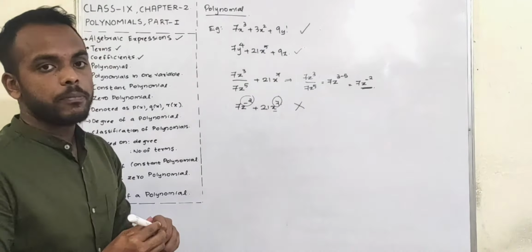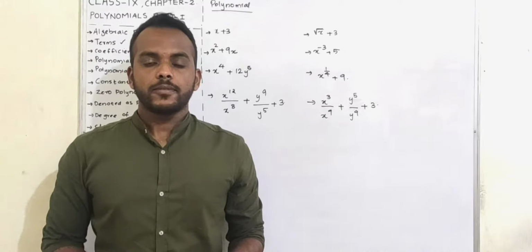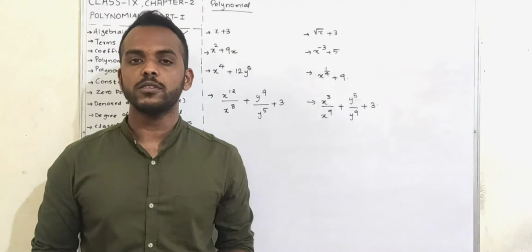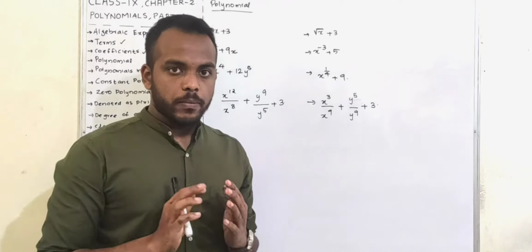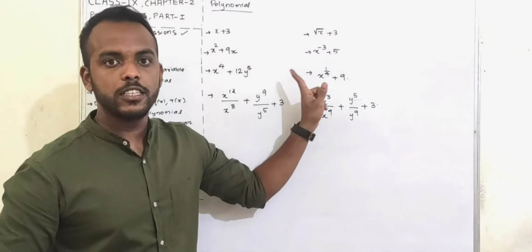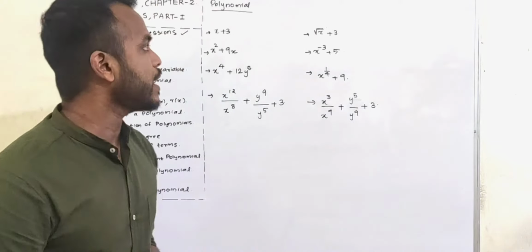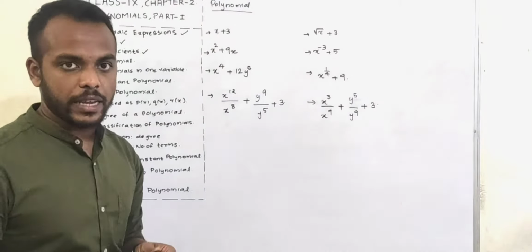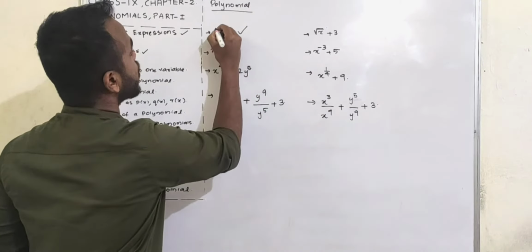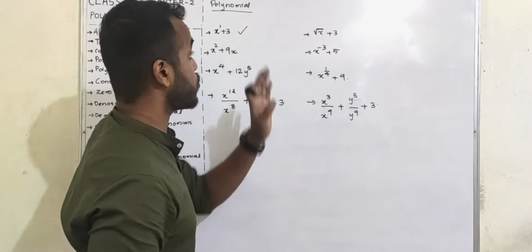Now I will write down some examples and non-examples over here so that you will understand the difference. I have written some examples and non-examples for a polynomial. I would recommend you to pause the video and find by yourself whether these expressions are polynomials or not. I will be explaining anyway. First one is x plus 3. Is this a polynomial? Of course it's a polynomial. The power of the variable x is 1, so that's a whole number. So clearly that's a polynomial.